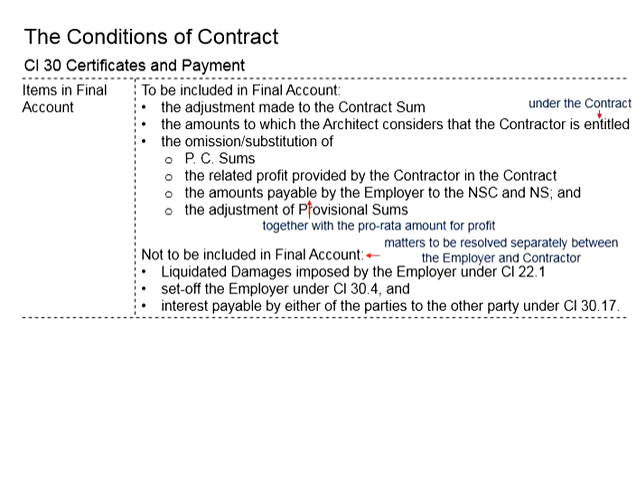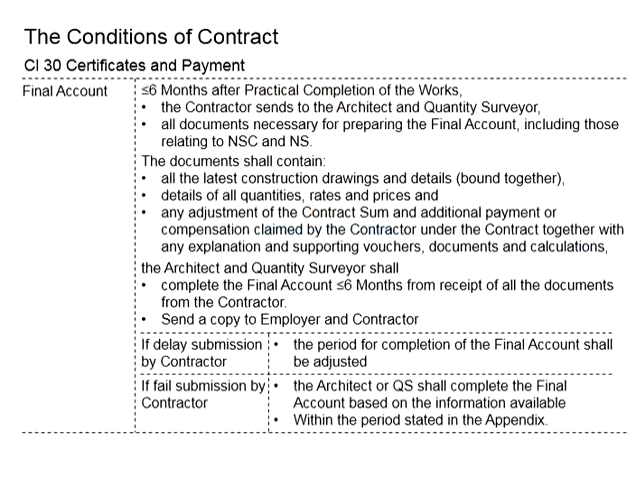In the previous videos, we mentioned the items to be included in the final account. First of all, what is the final account? The final account is produced by the architect and quantity surveyor after the practical completion of the work in order to conclude the final figures that the employer will need to pay to the contractor. This is very important as it involves monetary matters.